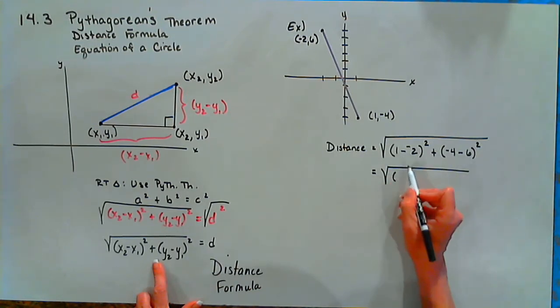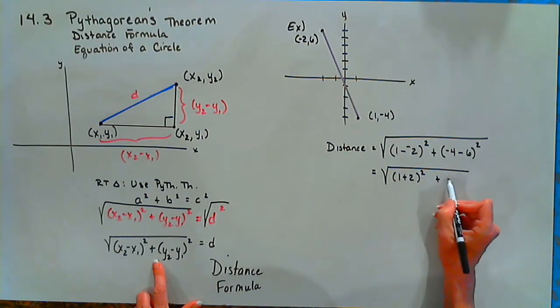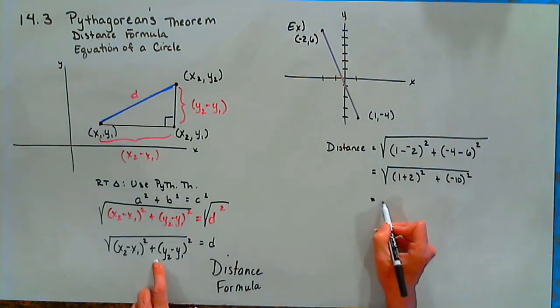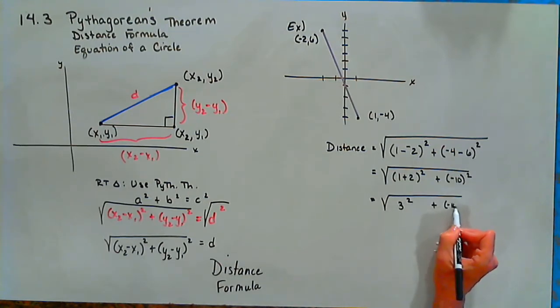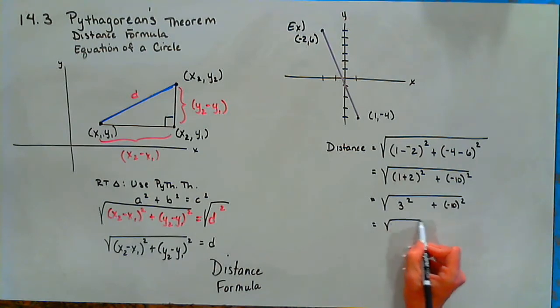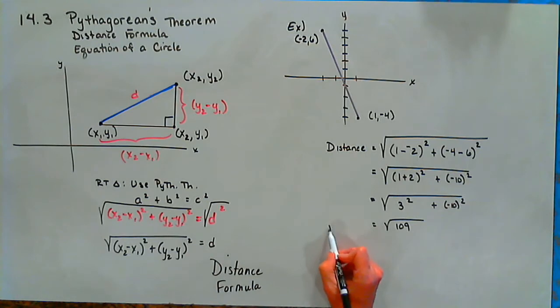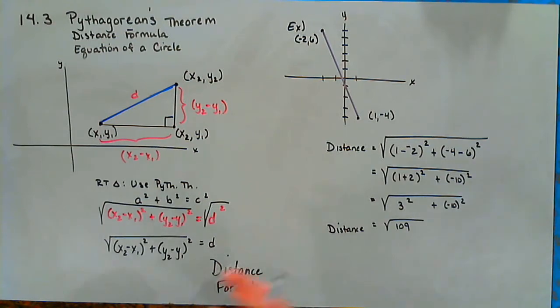Be careful. Negative minus a negative makes that a +2. -4 minus 6 makes that a -10. So I believe we get 3 squared plus -10 squared. So we end up with 9 plus 100, or 109. So that's the distance between them. And oftentimes I'll get students that tell me, do I have to memorize this formula? And I tell them every single time, no.